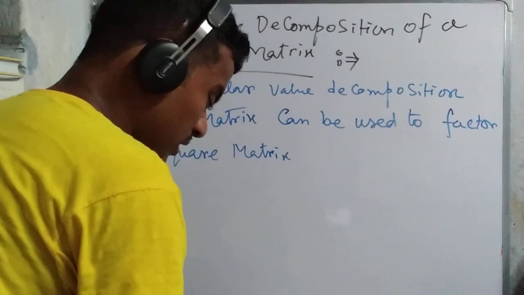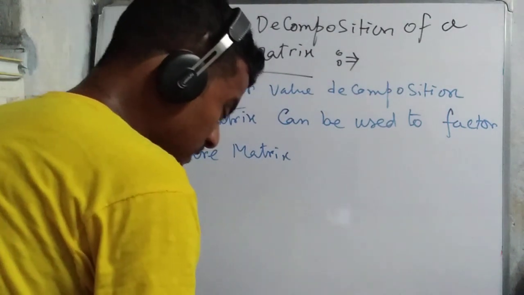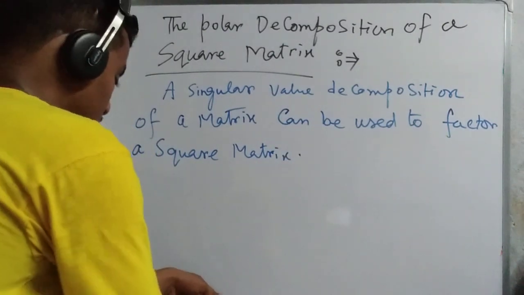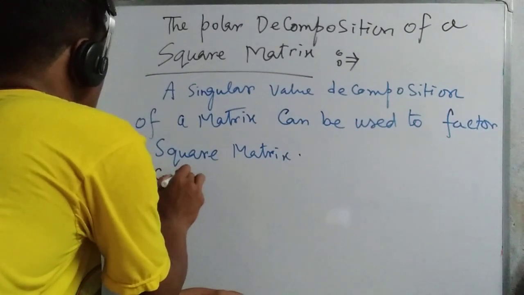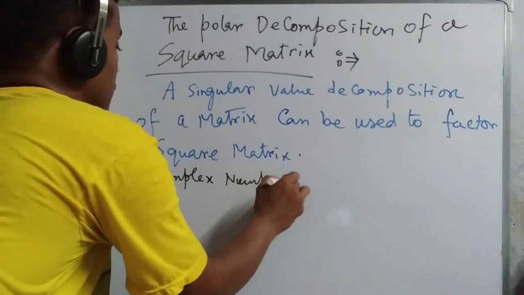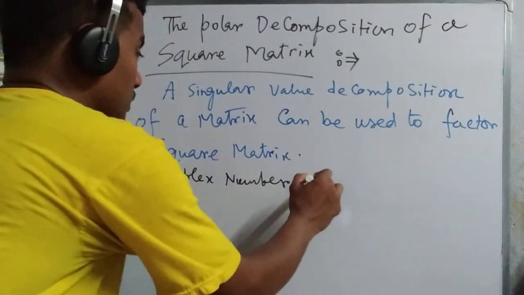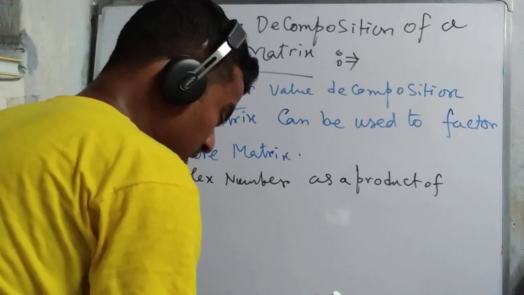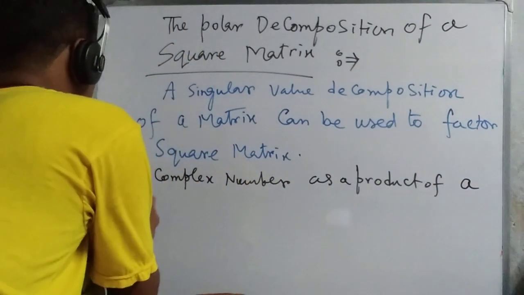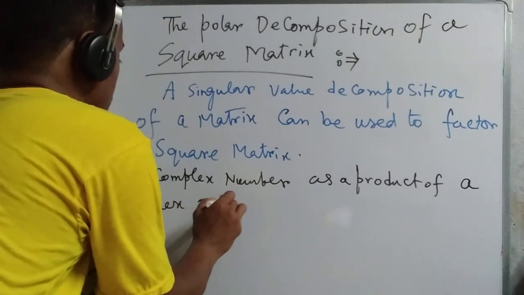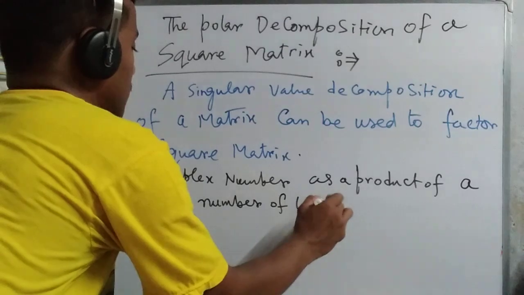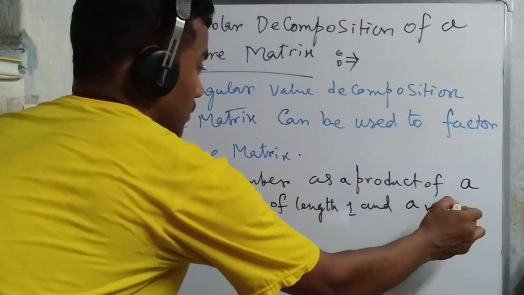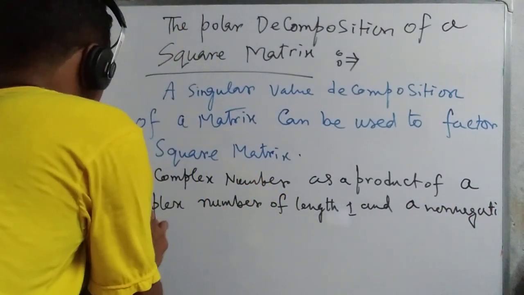Here we also write it now. That means a complex number can be written as a product of a complex number of length 1 and a non-negative number.